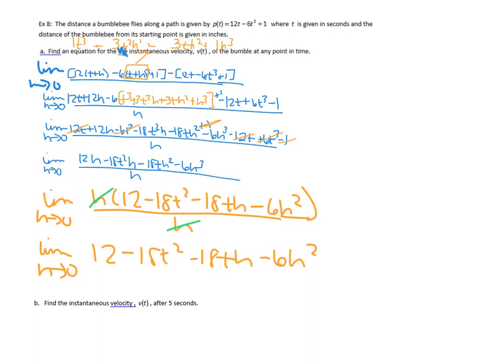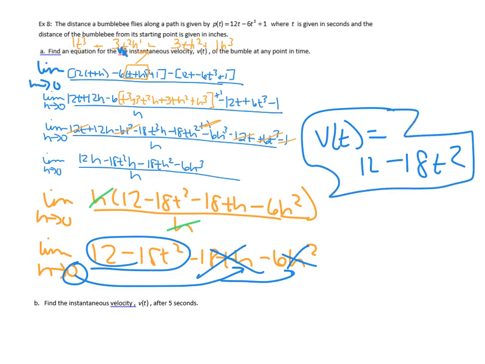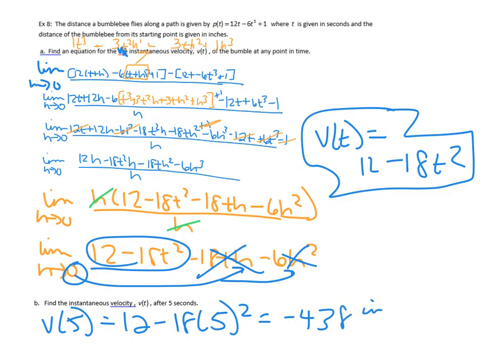Okay, so now I can plug in 0 into here and into here. So it's going to leave me with my velocity expression is 12 minus 18t squared, because when I plug in 0, these are gone. And then if I want my instantaneous velocity after 5 seconds, I plug in 5. It gives me negative 438 inches per second.